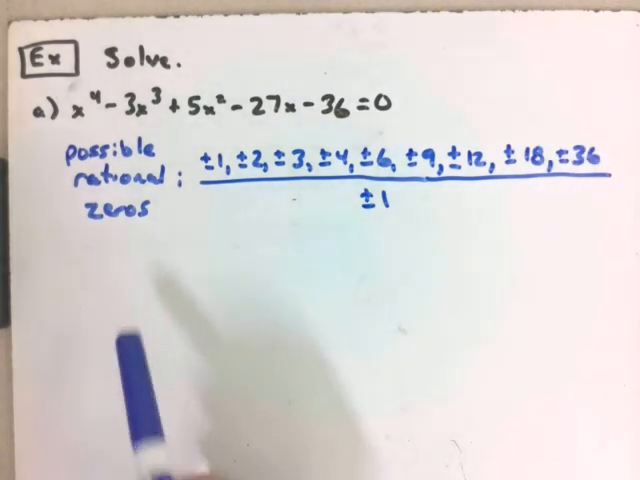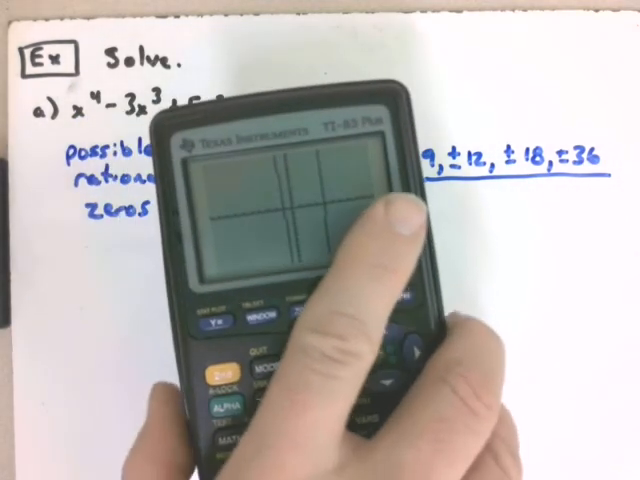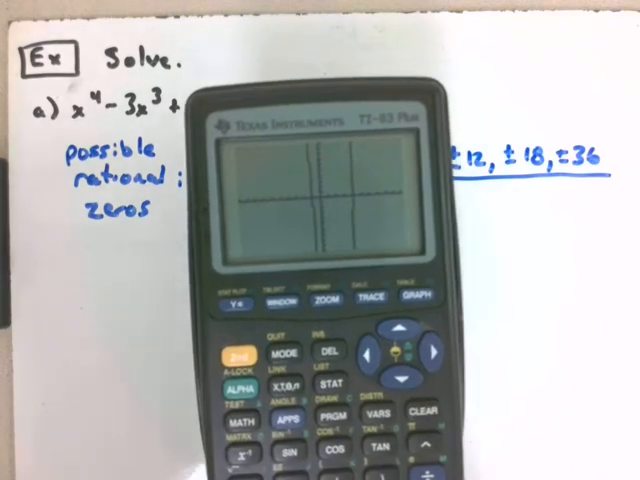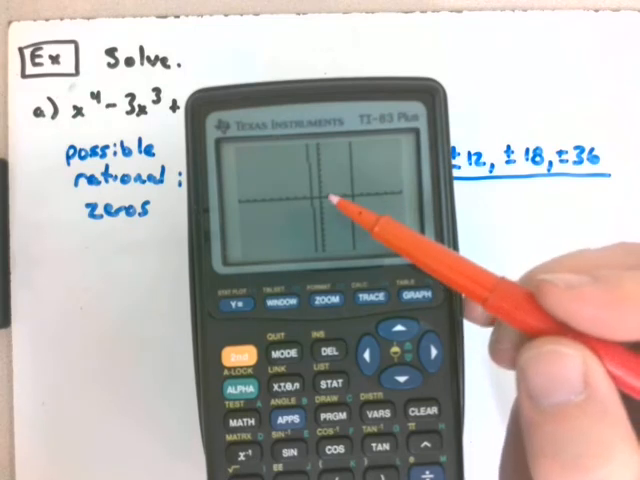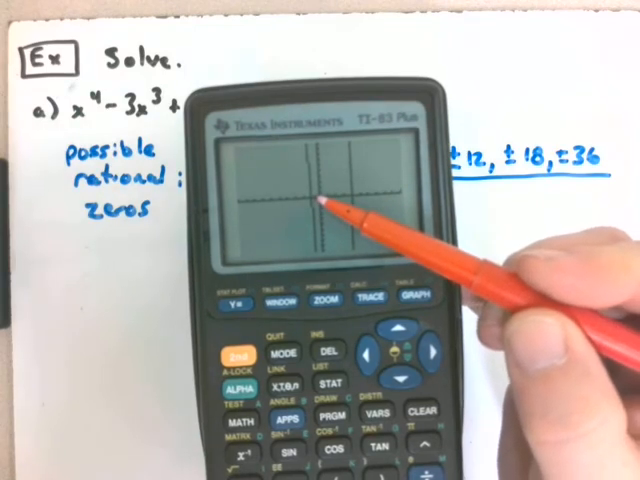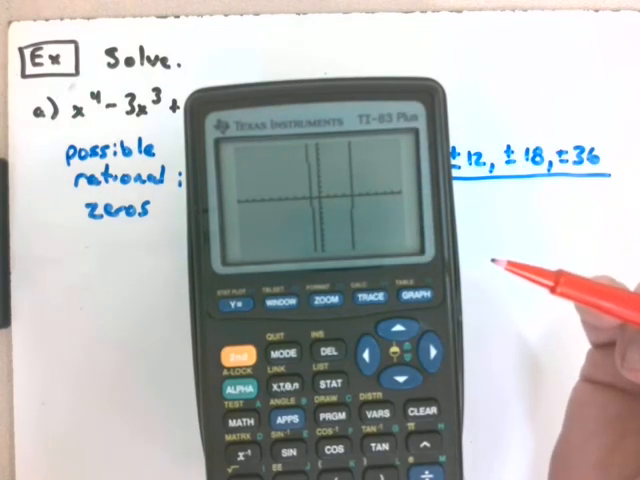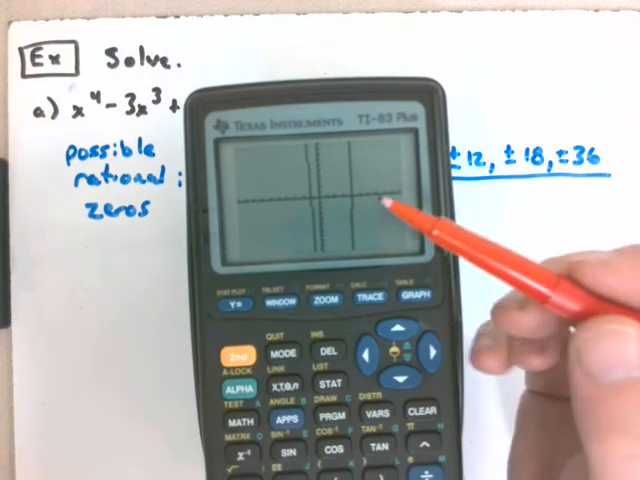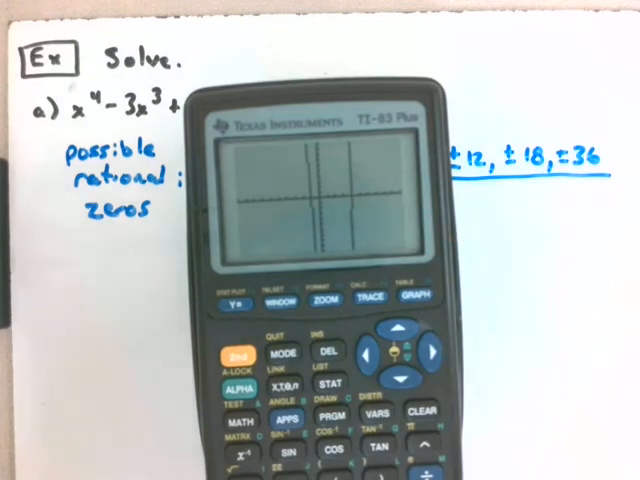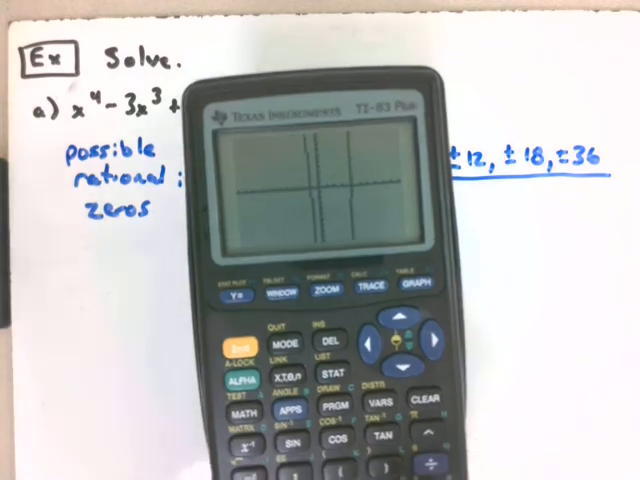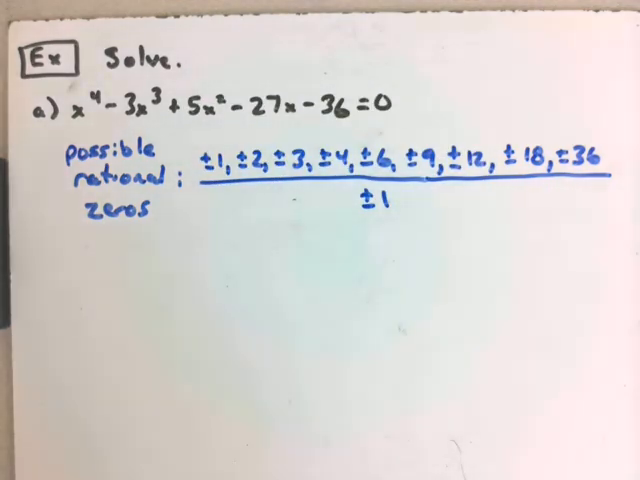If you hit the y equals button on your calculator, type in this polynomial, and then hit graph. You get a graph that looks like that. And if you take a look at our graph, it looks like we have an x-intercept here, which is at negative 1. At least that's what it appears to be. And then also here at 4. So negative 1 and 4 are both numbers that are on my list, so I would start with those rather than some other random number.